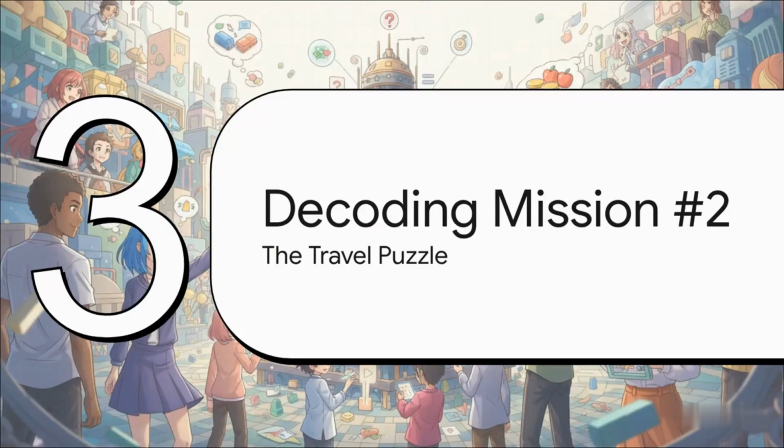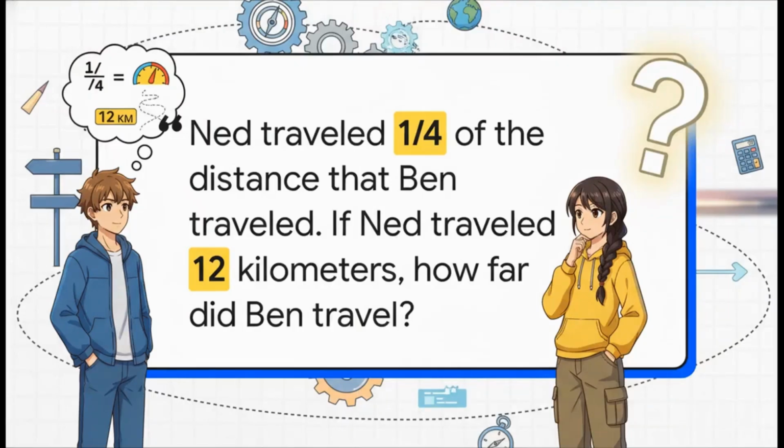Let's level up. For our next mission, we're going to see how our decoder key works on a slightly tougher code. Yeah, this one's got fractions, but don't even worry about it. The system works exactly the same. Okay, here's the new intel. We've got 2 people, Ned and Ben. We know their travel distances are connected, and we have a hard number for how far Ned went. The big question is, how far did Ben go?